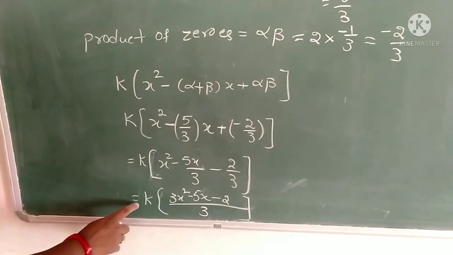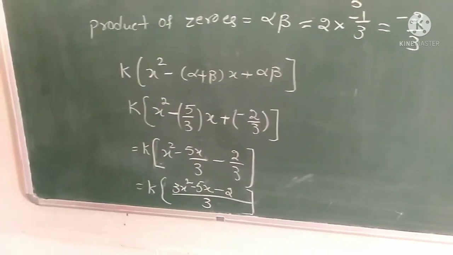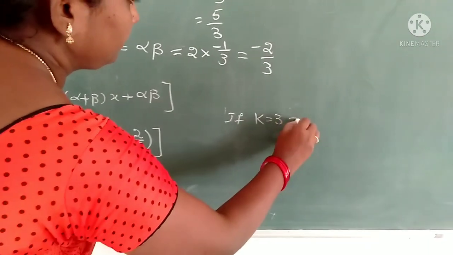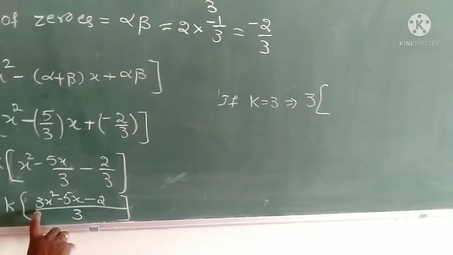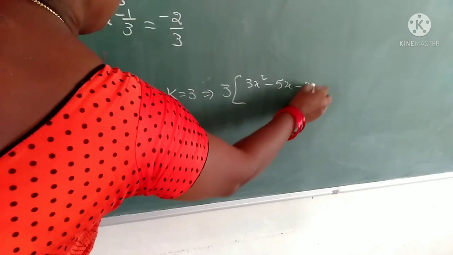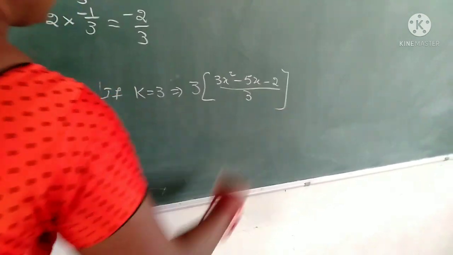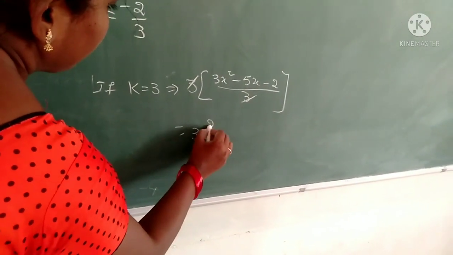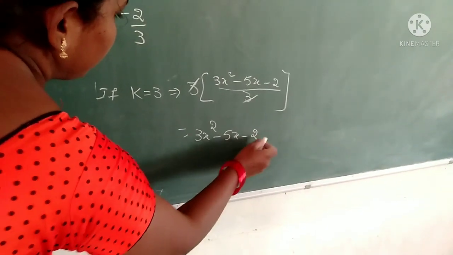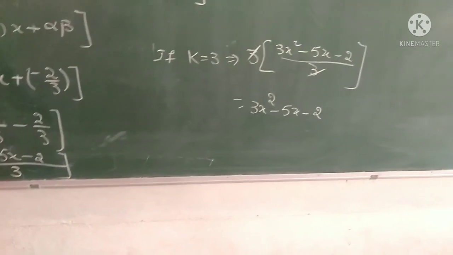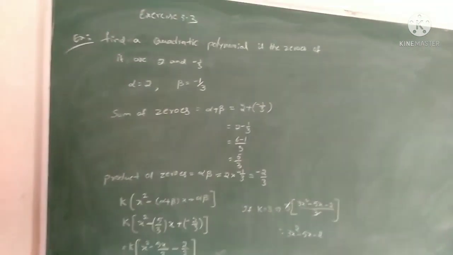LCM 3. If k value 3, minus 5x minus 2 by 3. Cancel these two. So the remaining 3x square minus 5x minus 2 is the quadratic polynomial when we know the zeros 2 and minus 1 by 3.